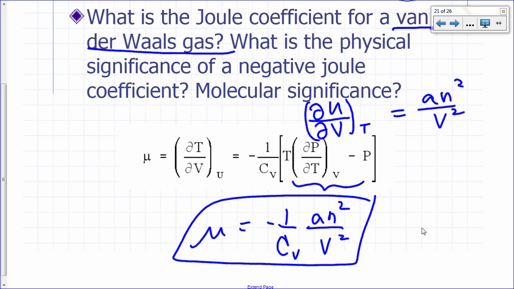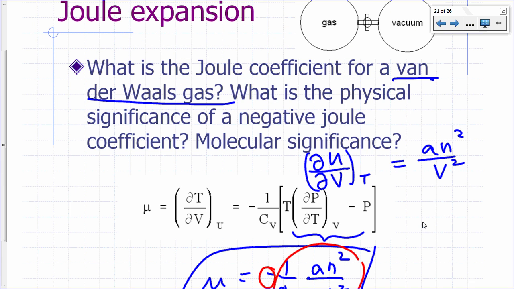So what's the significance of a negative value? You can see here that this value is going to be negative. All of the quantities here are positive, and you have a negative sign in front. What's the significance of a negative Joule coefficient? That means if you were to expand a gas that obeys the van der Waals equation into a vacuum, your volume is going to increase, so delta V is going to be positive, your denominator here is positive, so your temperature change has to be negative. Expansion of the gas into a vacuum will lead to a drop in the temperature of your gas. Whereas we said earlier, for an ideal gas, there won't be any change in the temperature.